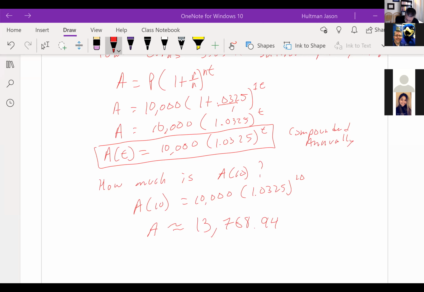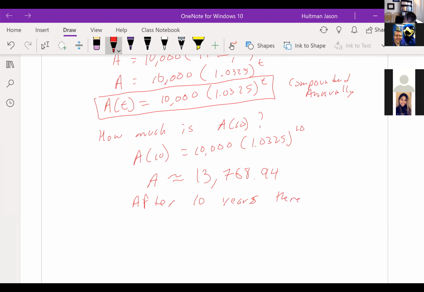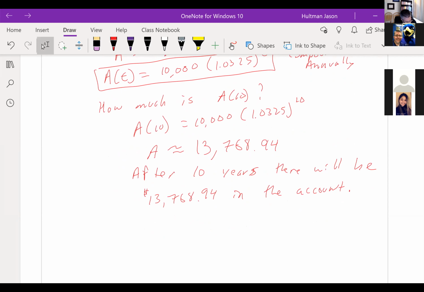So what does this mean? Let's interpret that result. That means that after 10 years, there will be $13,768.94 in the account.